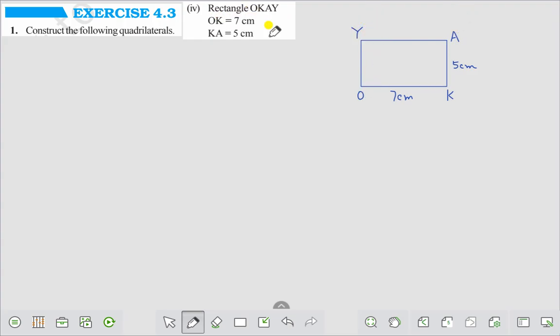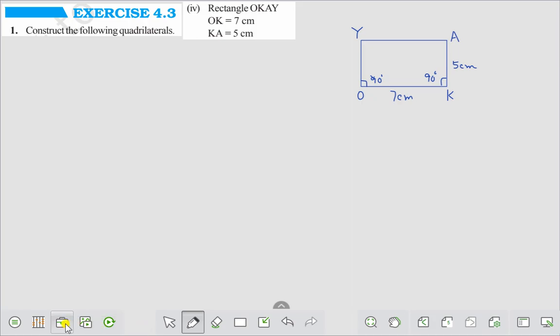Here it is given that OK is equal to 7 cm and KA is equal to 5 cm, right? And you know that in a rectangle all the angles are 90 degrees. That means this is also 90 degrees. This is 90 degrees. And this angle is also 90 degrees, right?